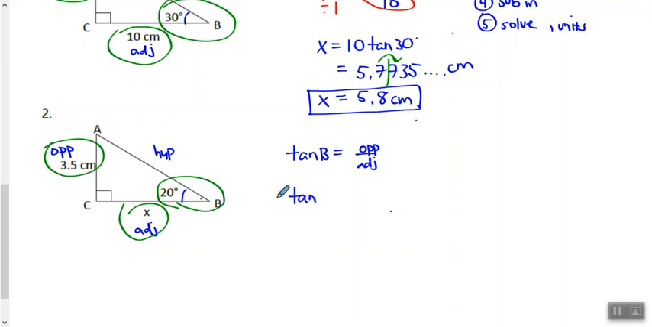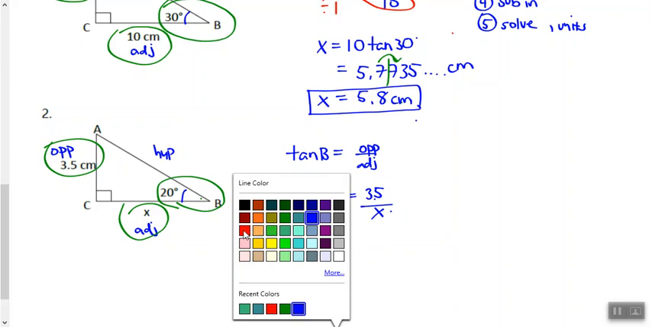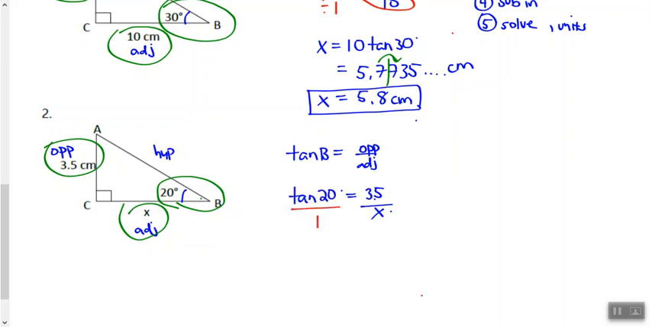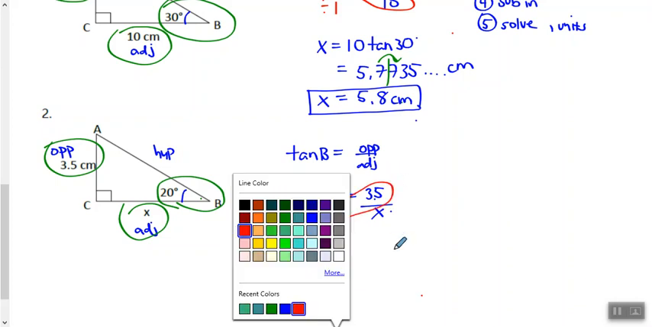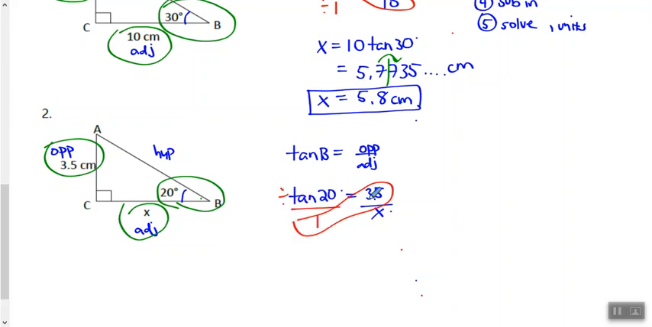Substituting in, tan of 20, so 20 degrees is B, equals opposite, which is 3.5 centimeters, so 3.5, divided by my adjacent, which I'm trying to find. Turning that into a proportion, here's my x. I'll be dividing by the one across from the x and multiplying the other two together. So 3.5 times 1 divided by tan 20 to find x. So 3.5 times 1, which is just 3.5, divided by tan of 20 degrees. And into your calculator.